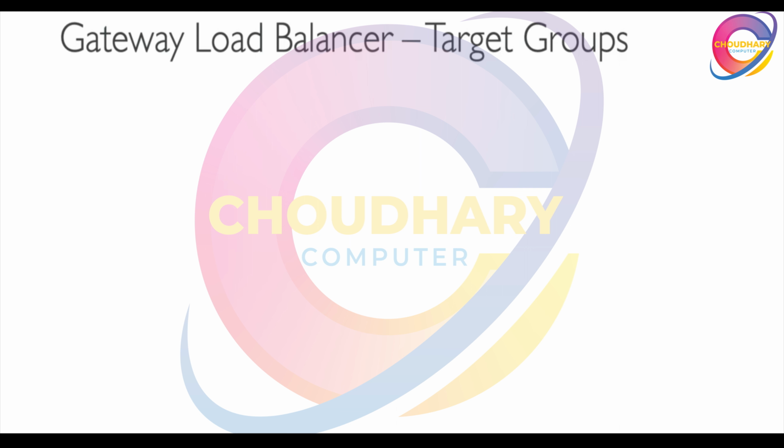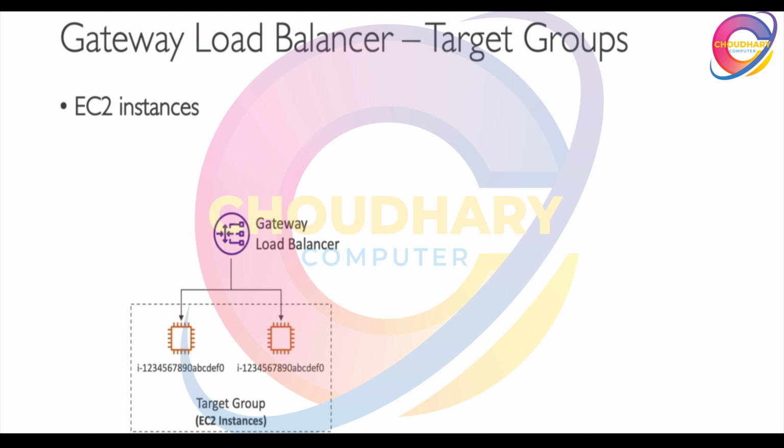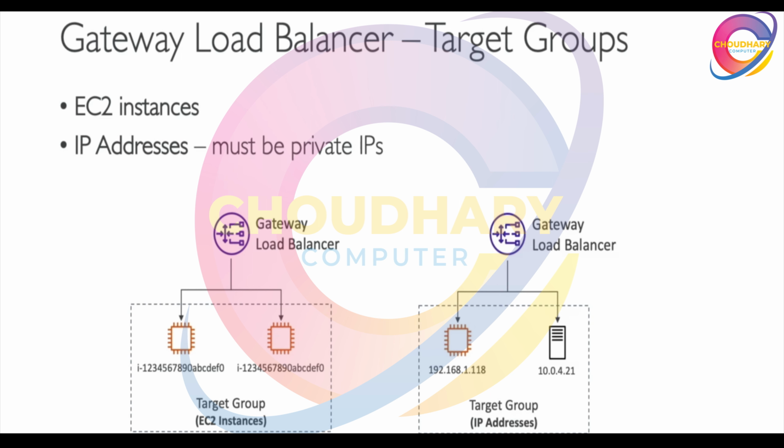Now, what can be target groups for the Gateway Load Balancer? So this is your third-party appliances. They can either be EC2 instances, and you register them by instance ID, or they can be IP addresses. In that case, they must be private IPs. And for example, if you are running these virtual appliances on your own network, in your own data center, then you can register them by IP manually.